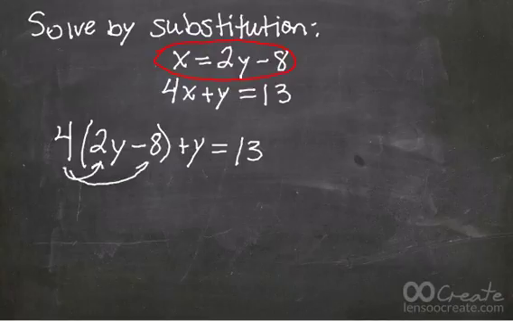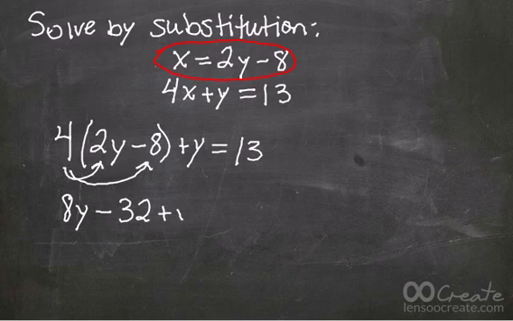So you already know the deal. First step, distribute. 4 times 2y, 8y, minus 4 times 8, which is 32, plus y equals 13. Now I'm just going to combine like terms. I have an 8y plus one more y. That's going to give me 9y minus 32 equals 13.